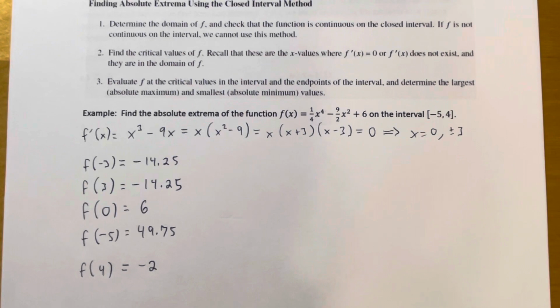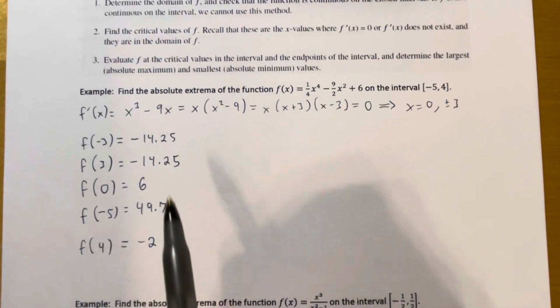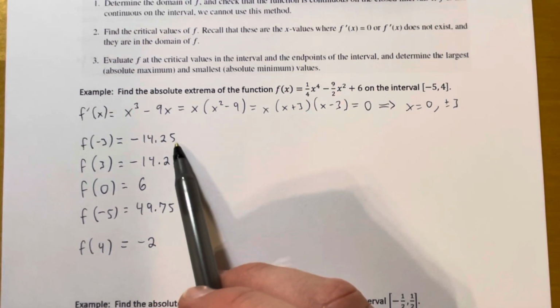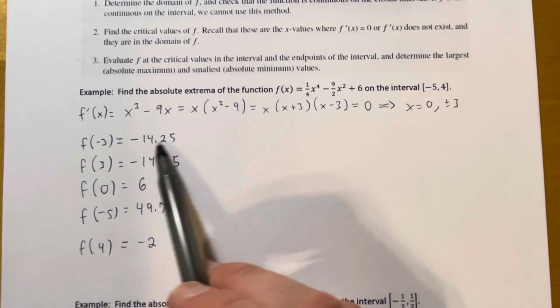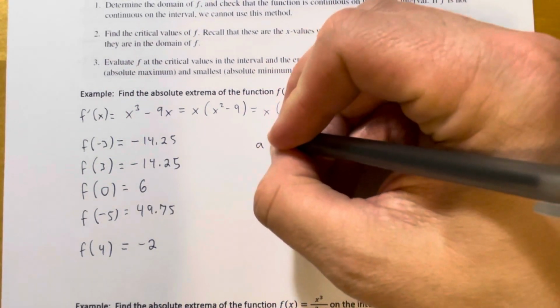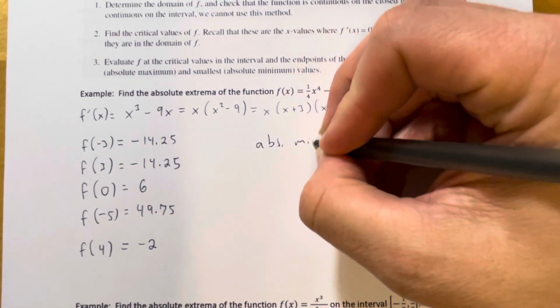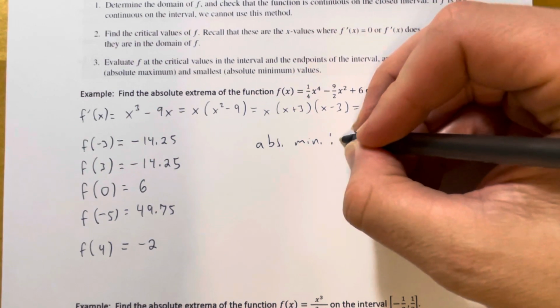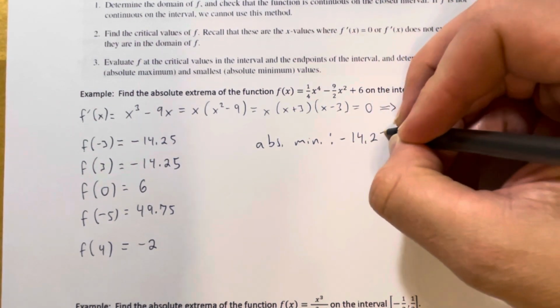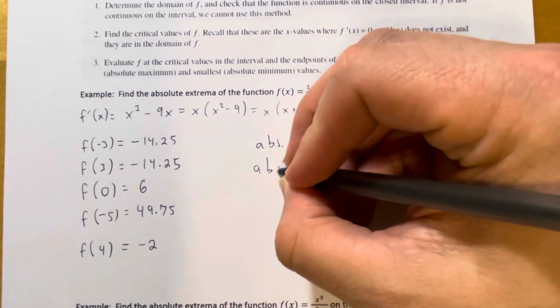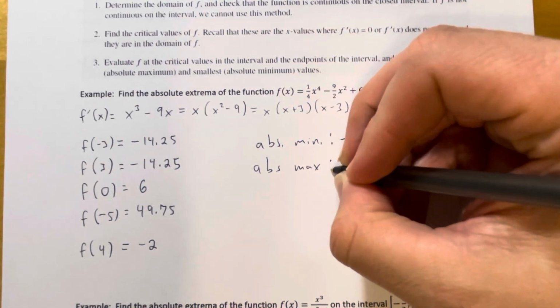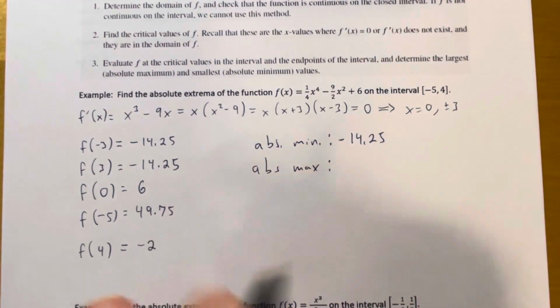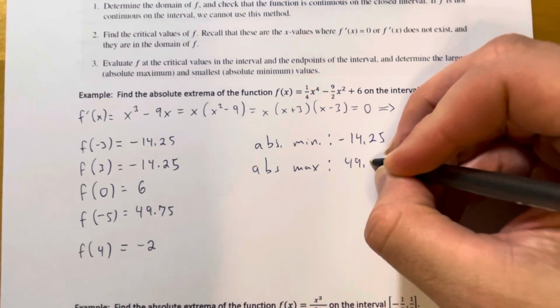The absolute extrema are just the largest and smallest numbers that came out of this list. So the smallest number is -14.25. It occurred in two different places, but it's still the absolute minimum. So my absolute minimum is negative 14.25. My absolute maximum is the largest value that came out of this list, which was 49.75.